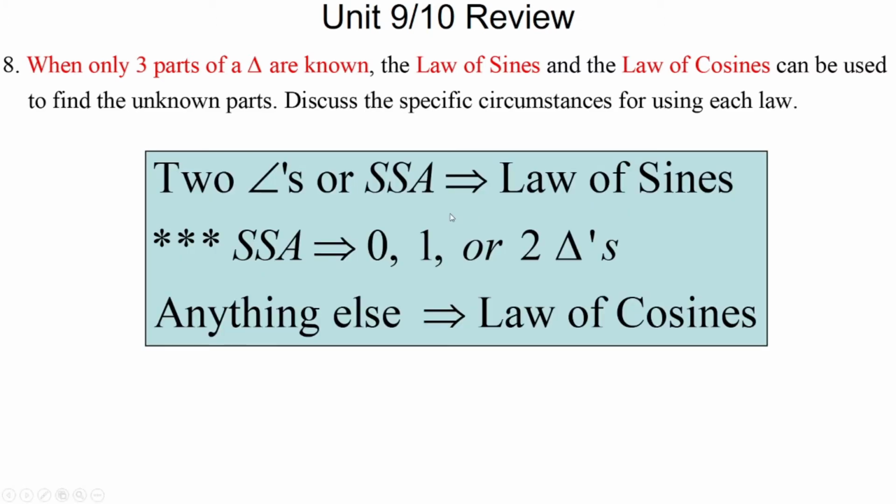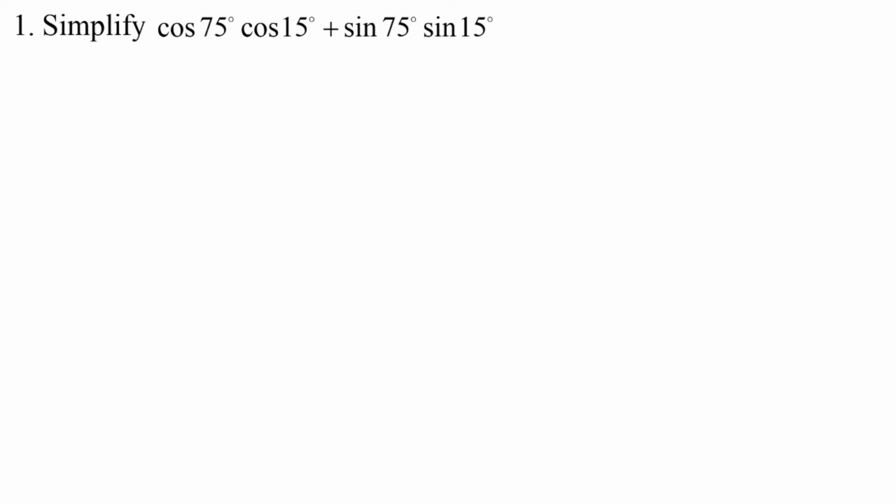So there it is right there. 2 angles or a side-side angle implies law of sines. But don't forget, side-side angle implies we could have 0 triangles, 1 triangle, or 2 triangles. All right. Anything else? Law of cosines. Okay. Now, let's get into the chapter 10 stuff.